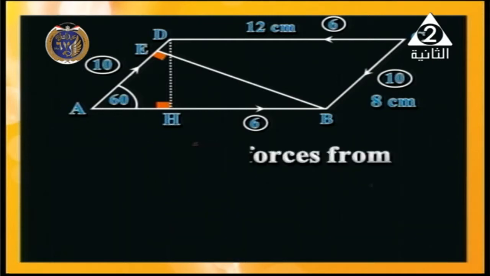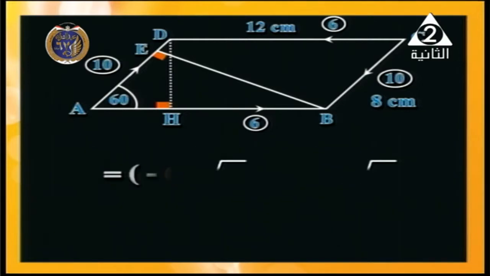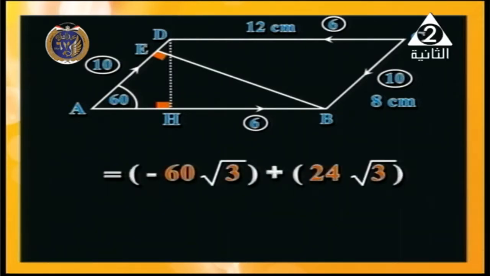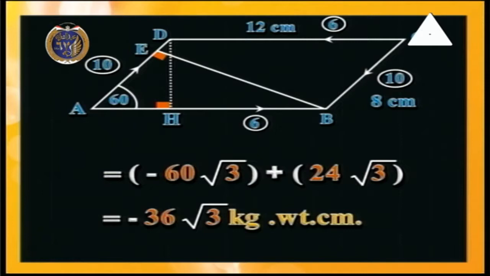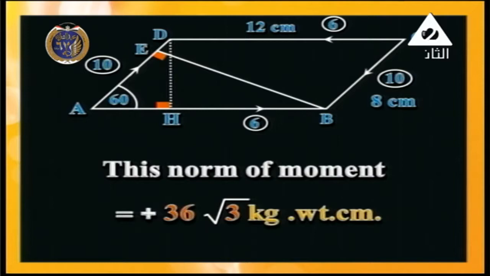This set of forces forms a couple. Its moment is M1 plus M2. We add negative 60 root 3 plus 24 root 3, which equals negative 36 root 3 kilogram weight centimeter. The norm of the moment must be positive, 36 root 3 kilogram weight centimeter.